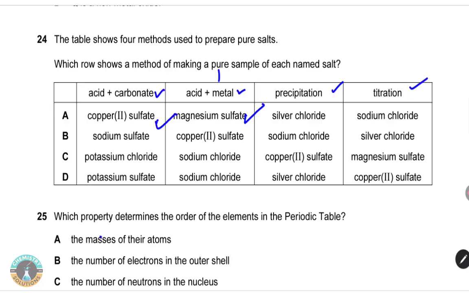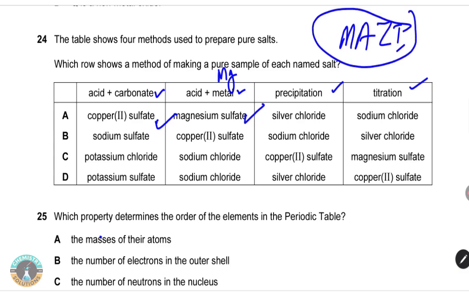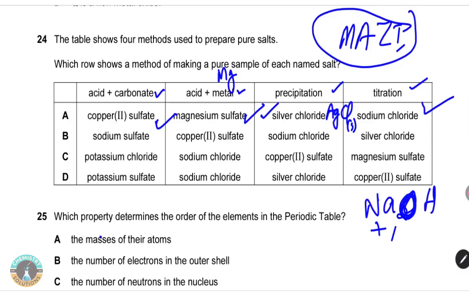Magnesium is a metal. Magnesium, aluminum, zinc, iron or tin are the metals which react with dilute acids. Silver chloride is an insoluble salt, so it will be prepared by the precipitation method. Titration, sodium chloride, because sodium is the most reactive metal, and sodium hydroxide can react with acid to produce salt and water.